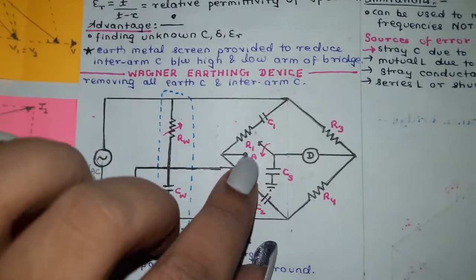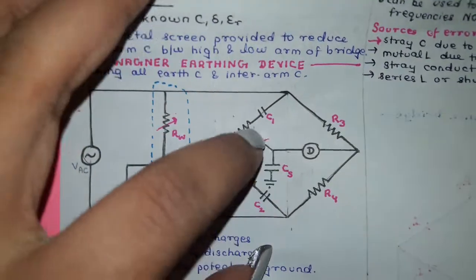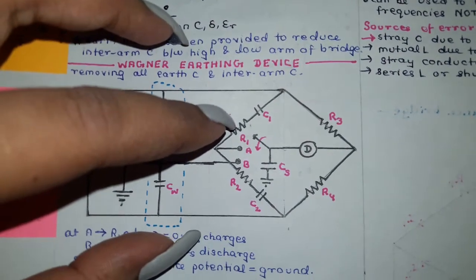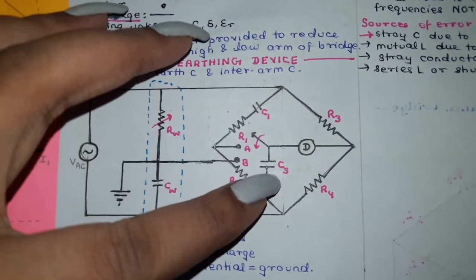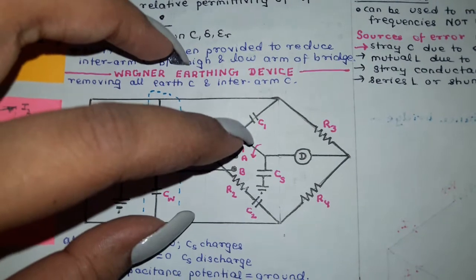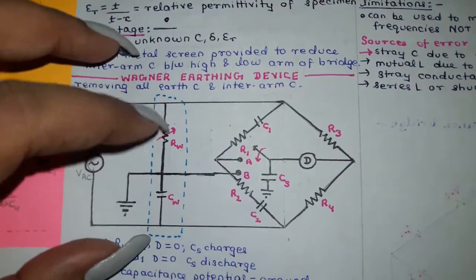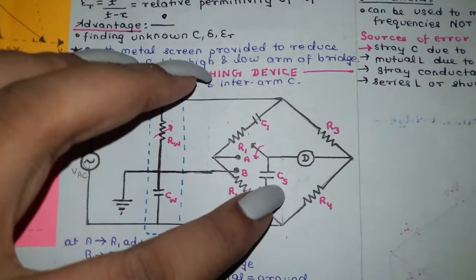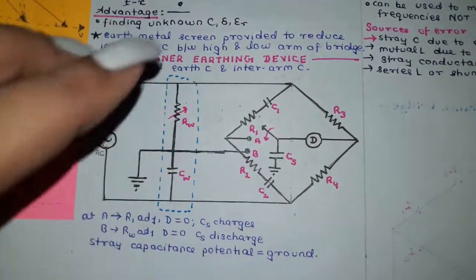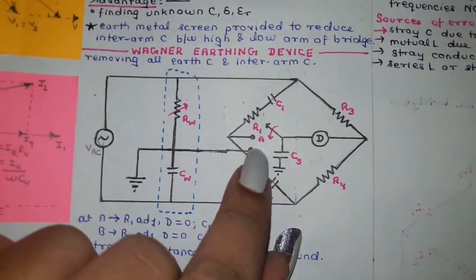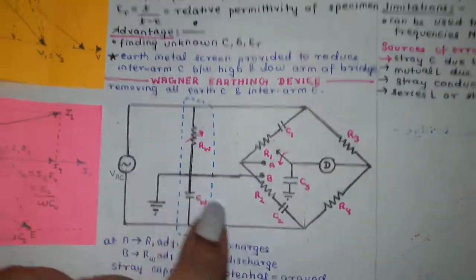First you put this switch on A terminal and vary R1 so that your capacitance gets charged. Now you disconnect from A and connect it to B. Now you vary this RW so that this capacitance gets discharged. This is what we are doing. The stray capacitance gets grounded. Here you see the extra capacitance is going to ground. So this is all for part 5.